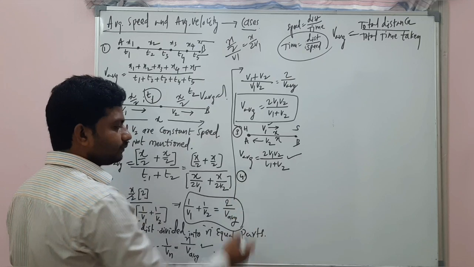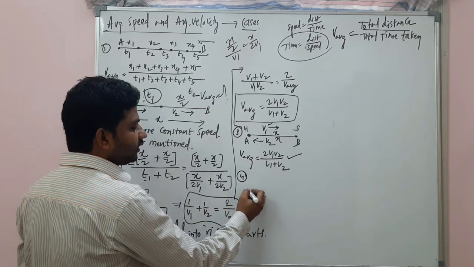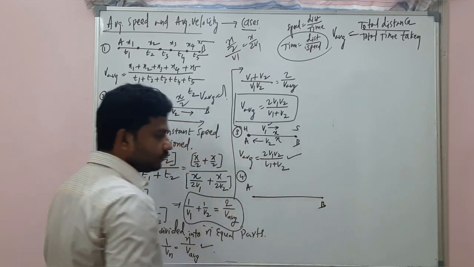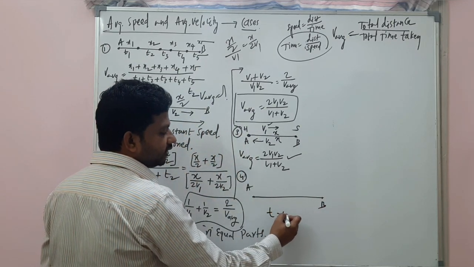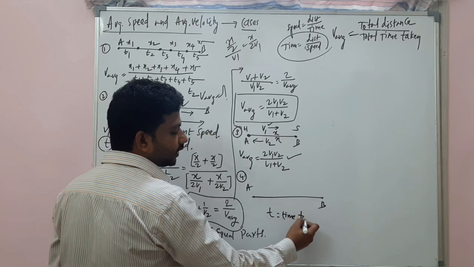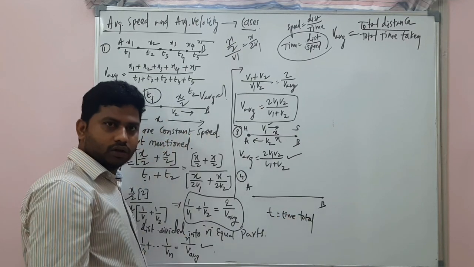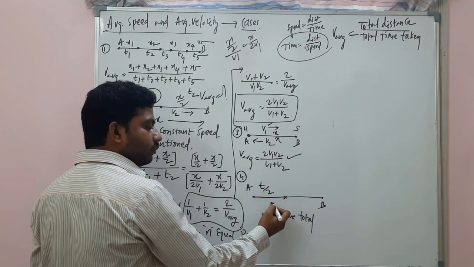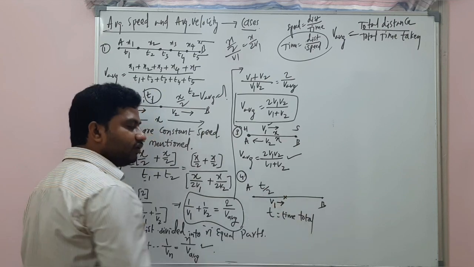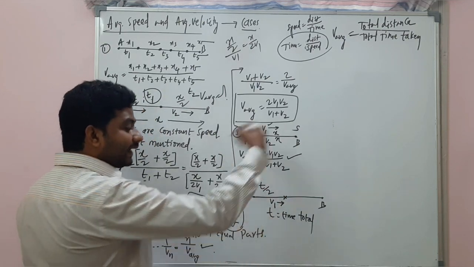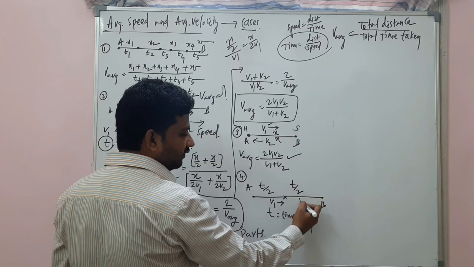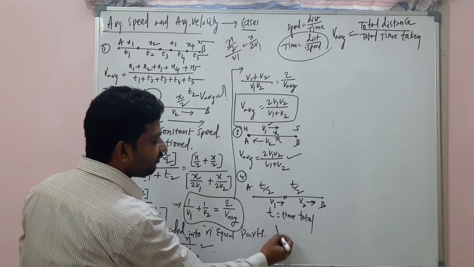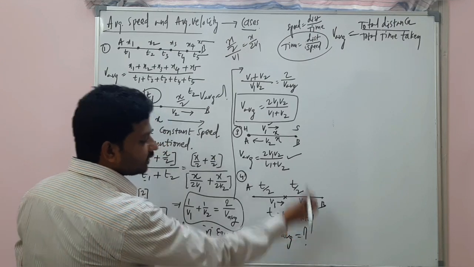Fourth case. A body is starting from point A and reaches point B. Total time taken is T. Now, in the first half of the time, the body is moving with a constant speed v1, and in the second half of the time, the body is moving with a constant speed v2. In this case, find the average velocity or average speed.